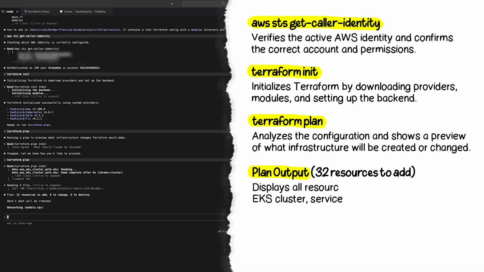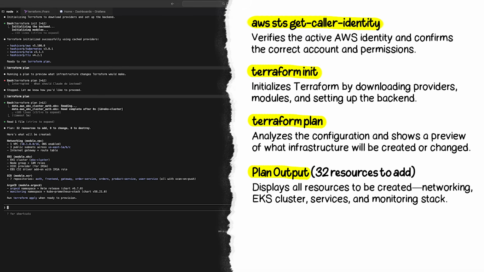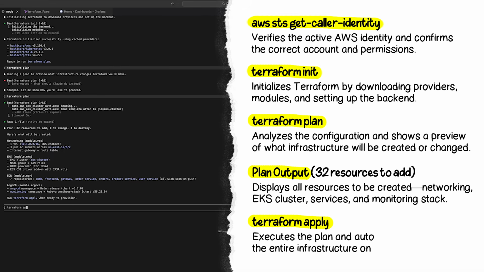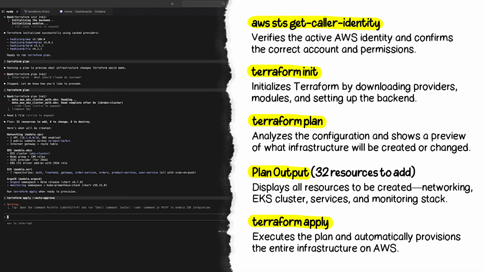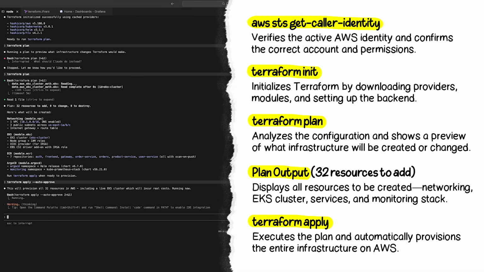So in our case, we will have almost 32 resources, and this would be a mix of VPC, EKS, and all the other services that we will be using within the project. And in the end, we will be applying the Terraform templates. So this would actually deploy the resources. So this is not a dry run. So make sure you're validating the configs before you run Terraform apply. And now we wait until all the resources are provisioned through the templates.